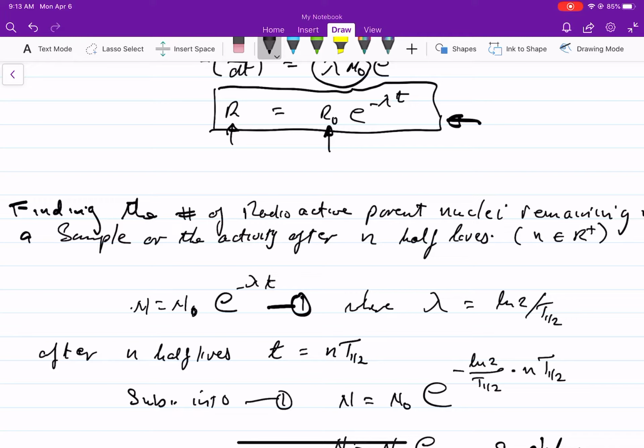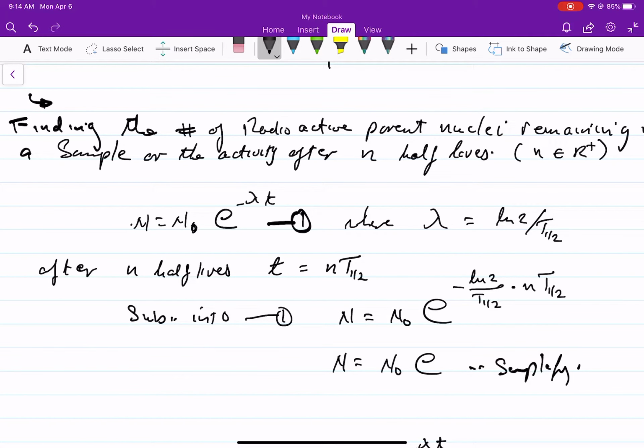Okay. Let's go on to the next bit. Finding the number of radioactive parent nuclei remaining in a sample, or the activity of a sample after n half-lives, where n is a positive real number.